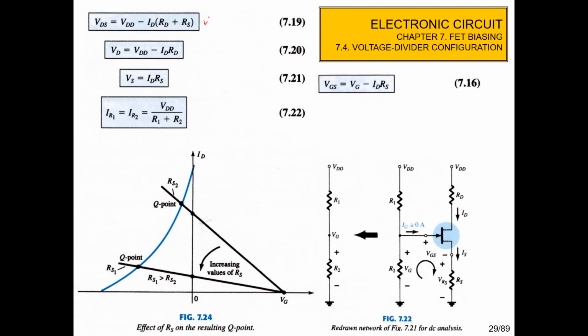Then for another parameter, we can calculate VDS equal to VDD minus ID times RD plus RS, and VD is VDD minus ID RD. VS is ID RS, IR1 and IR2 is VDD per R1 plus R2, and VGS is VG minus ID RS. We can change the key point by changing RS. If RS is larger than RS2 here, the key point moves from this point to this point. So this is the key point changing if we increase the value of RS.